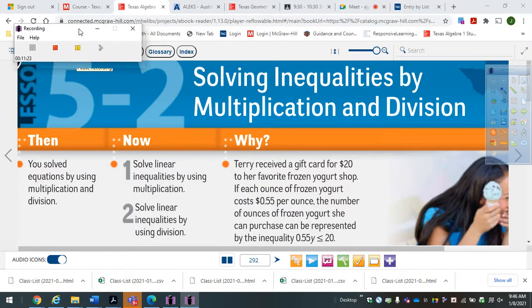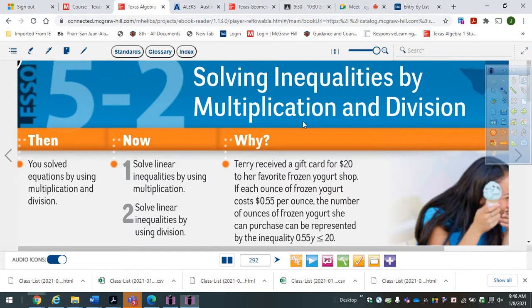Okay, guys, so today we're doing 5.2, solving inequalities by multiplication and division. And I'm going to tell you this much, these things are the same. They're basically the same, I promise. So if you know how to do one, you know how to do the other. Remember I was saying last time, if you add, that's like subtracting, or subtracting is like adding, because you're adding the negative. Same thing here.